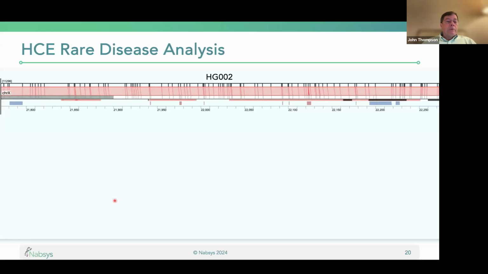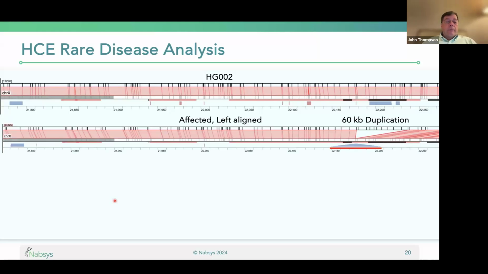This is another sample. This is a region of chromosome X, and this was done in association with Boston Children's Hospital. This is the VICC gene here, which is involved in hypophosphatemia. And we confirmed that there is a 60 kb duplication here. So it comes up as an insertion, but because this banding pattern is the same as this over here, you can tell it's actually a duplication.